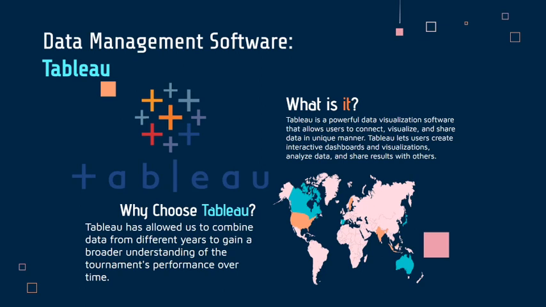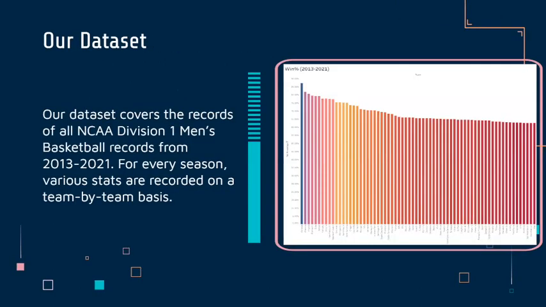Of course, Tableau is used around the world, so people know how to break down the math used within its software and know how to read what it puts out. Our data set covers all of NCAA Division I men's basketball records for the set period we have talked about. For every season, the various stats are recorded on a team-by-team basis, so we're able to analyze individually as well as on a master basis or a meta basis.